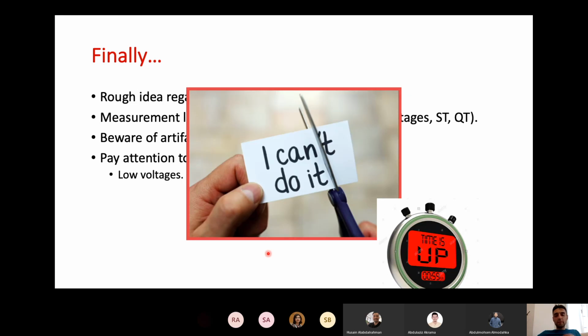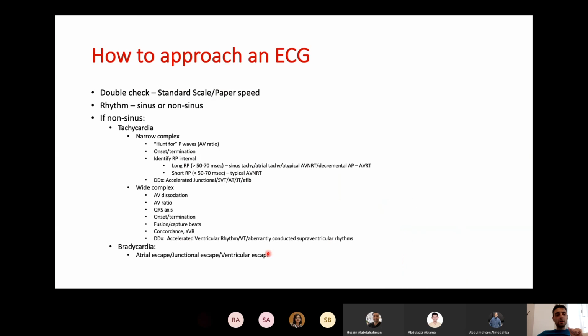Okay, so at the end of the day here, ECG is relatively easy. It just needs practice, and the more organized you are, the more you have a system, the easier it gets. Okay, if you know what to look for, then you'll be able to identify it. If you don't know what you're looking at, then of course you will not be able to interpret an ECG.